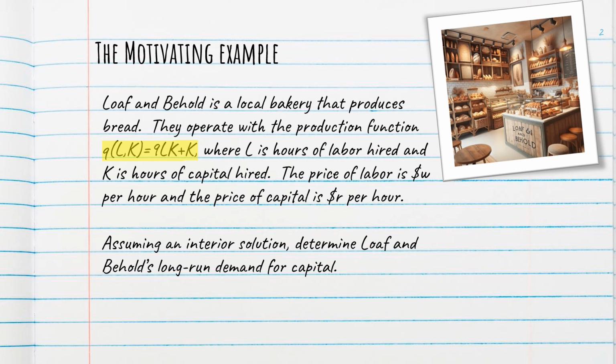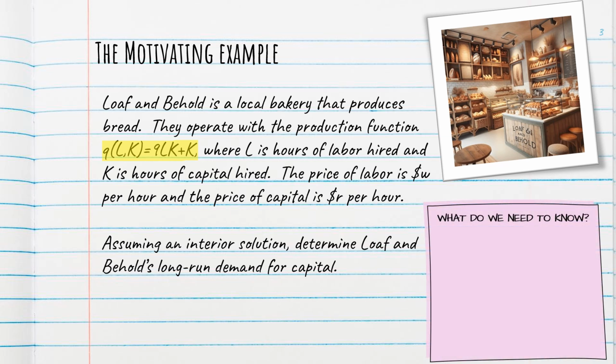So in this question, L is hours of labor hired and K is hours of capital hired. We're also told that the price of labor is W per hour and the price of capital is R per hour. Our goal is to determine Loaf and Behold's long-run demand for capital.